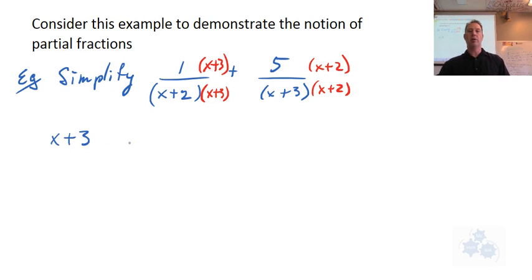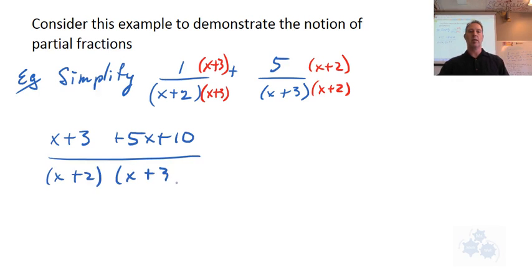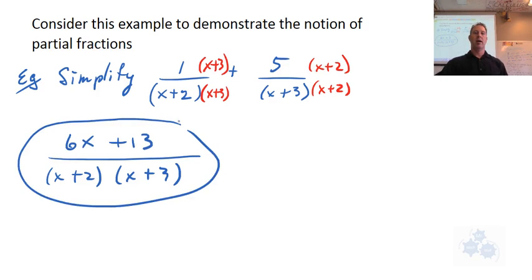So we have x plus 3 plus 5x plus 10 up top, all over x plus 2 times x plus 3 on the bottom. Now, when we simplify the top here, what do we get? We get 6x plus 13. So I'm just going to do that here right now to save some space. You can rewrite that, of course. 6x plus 13. Now, this is the simplification of the sum of these two rationals.